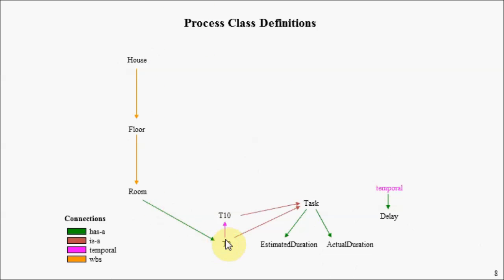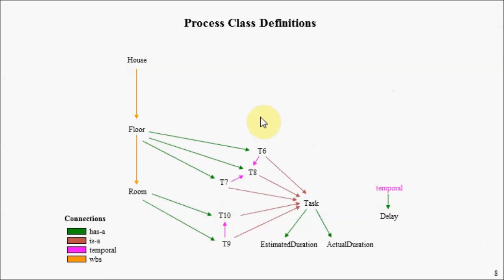Now we want to connect T9 as a task that is part of this higher level entity called a room. So we have a has-a relationship here. Similarly, we're going to connect T10 as a has-a property of room here. So now we've defined a room here.